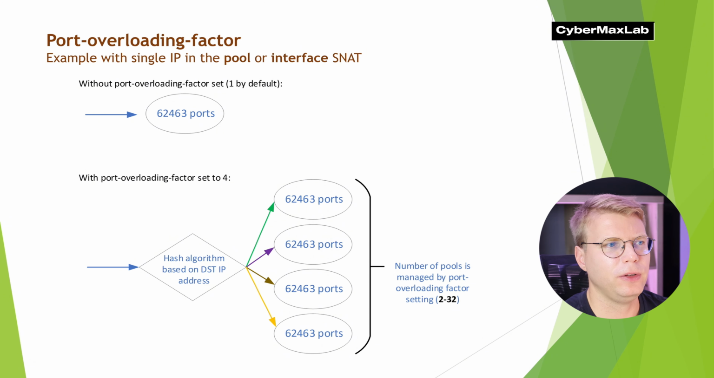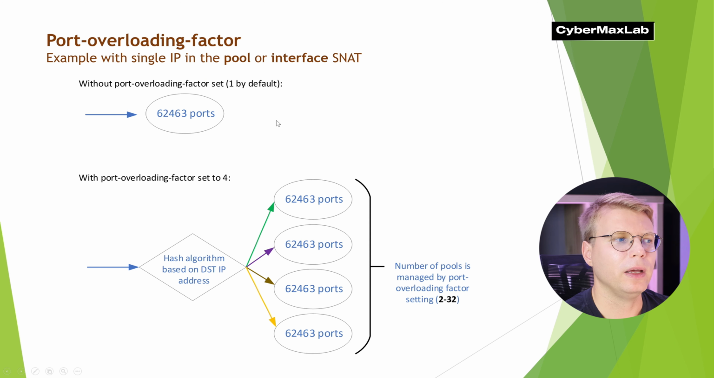We'll start by covering a feature available on the Juniper SRX firewalls, which is called port overloading factor. This is a setting which can be applied for the interface NAT or for a certain pool, and it affects how the pool is utilized and how scalable the pool is. Let's take the example of just one IP address. If you don't use port overloading factor, which is set to 1 by default, you have a general pool containing all the available ports for your translations.